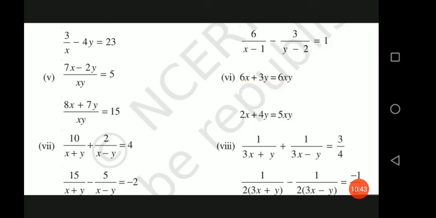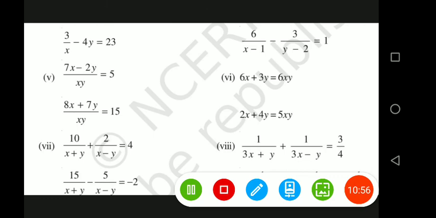So today you have to complete till the 8th part, which means exercise 3.6 question number 1 you have to complete and submit it by today only. Thank you, class.